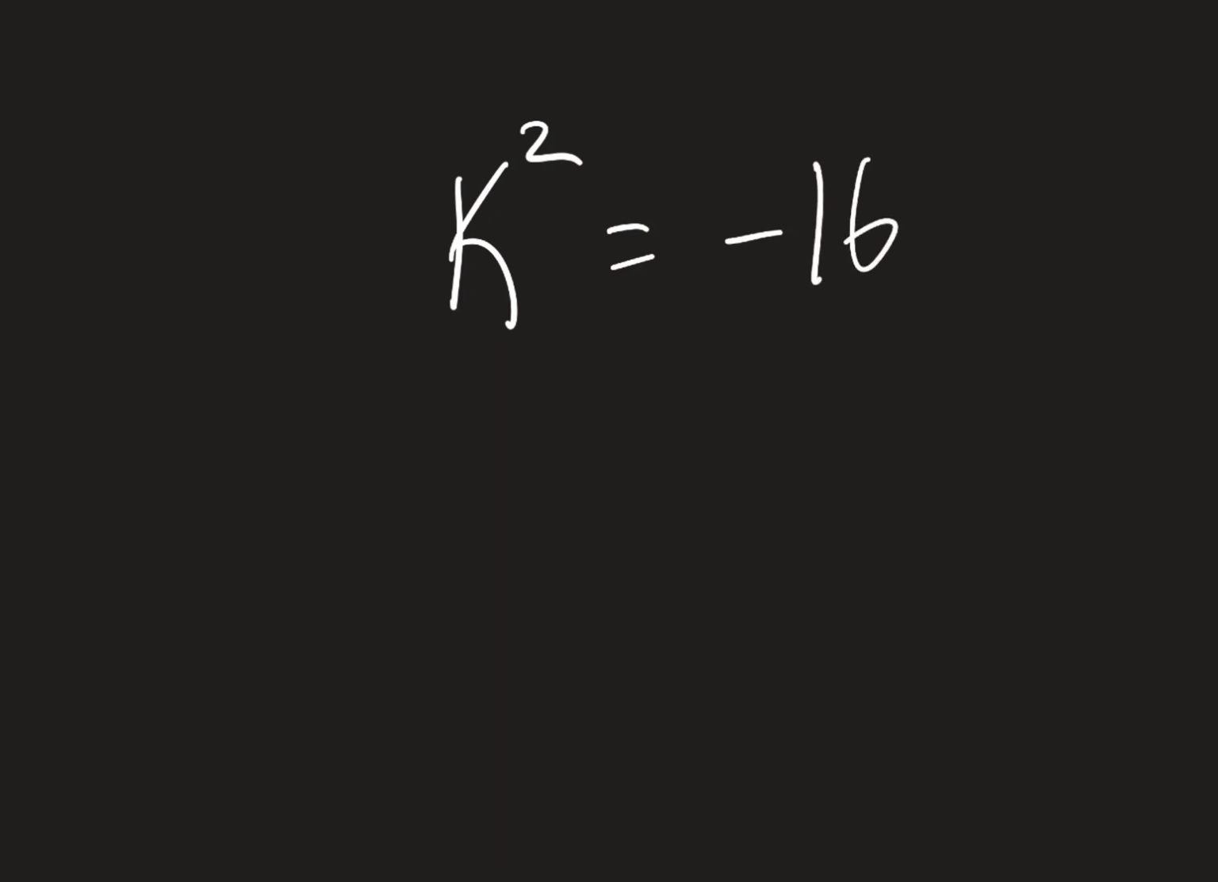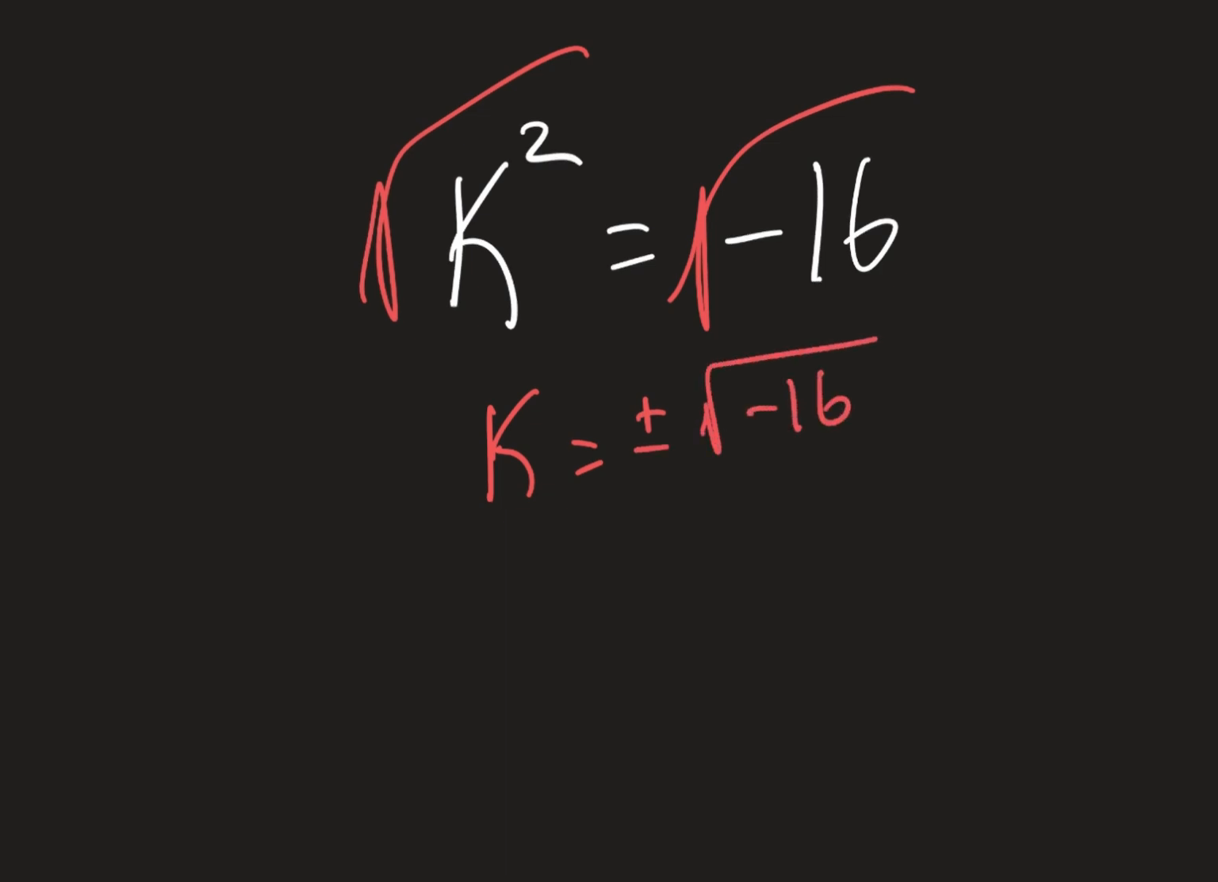k squared equals negative 16. Thoughts on that? Okay, so if we take the square root of this, k, by how we've been describing it, would be plus or minus the square root of negative 16.